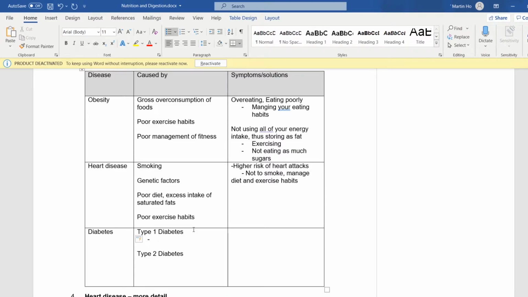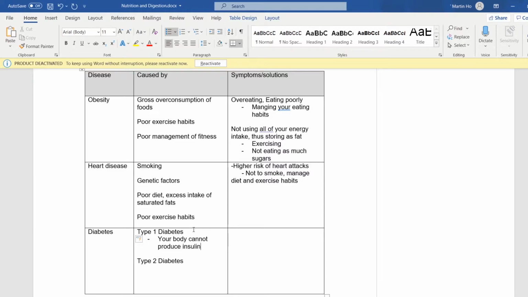In type 1 diabetes, your body cannot produce insulin. Insulin is a hormone which signals the breakdown of excess sugar in the blood. Because your body cannot produce any insulin, the body itself cannot break down excess glucose in the blood, letting it flow around, and that ultimately damages other cells and tissues.